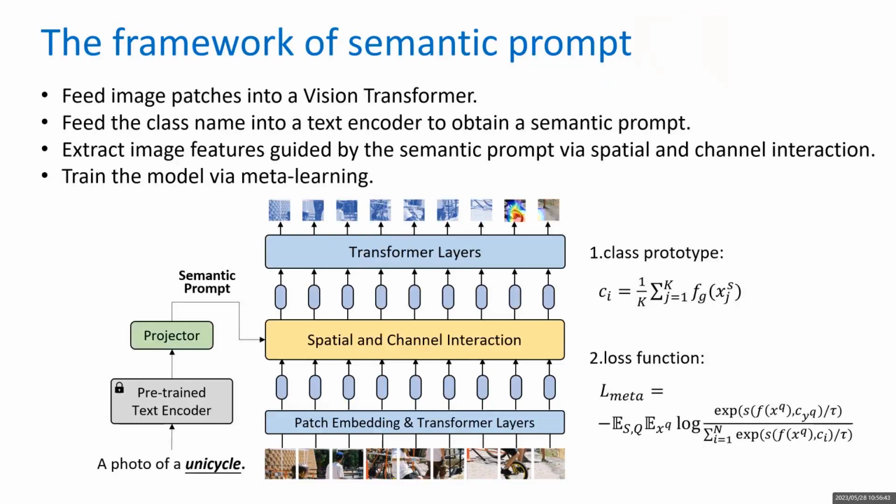Specifically, we first obtain a class prototype for each new class via averaging all support features of a class. Then, the classification loss of query samples is used to train the vision transformer and the semantic projector.